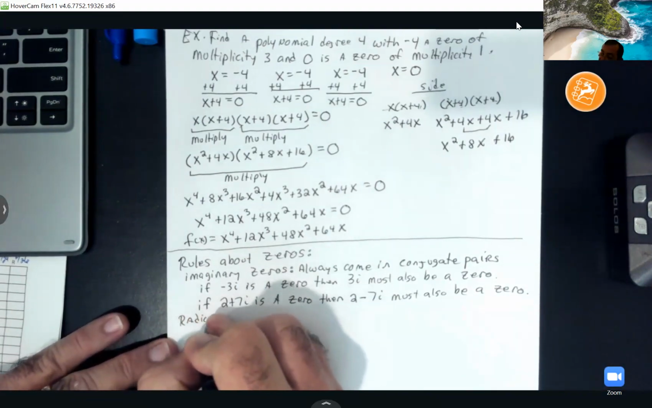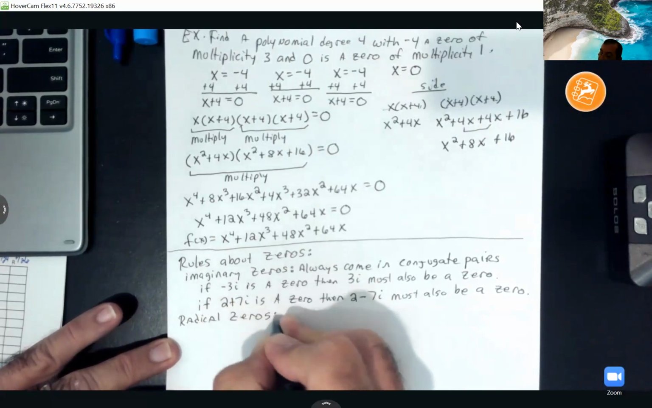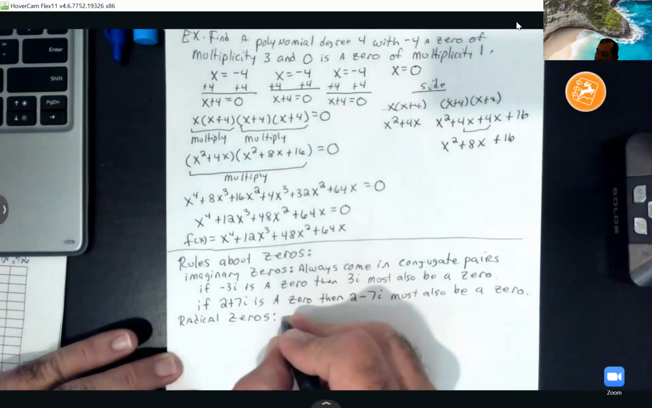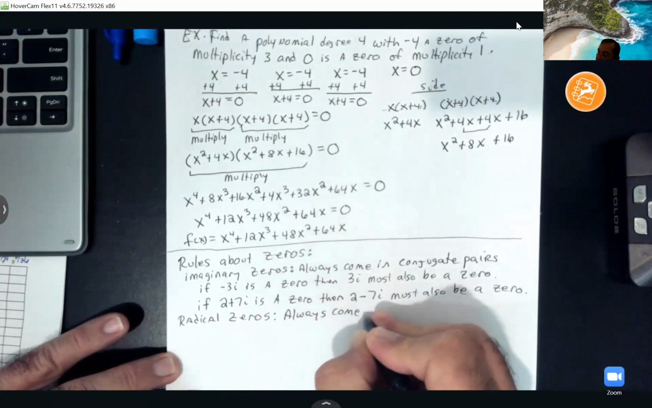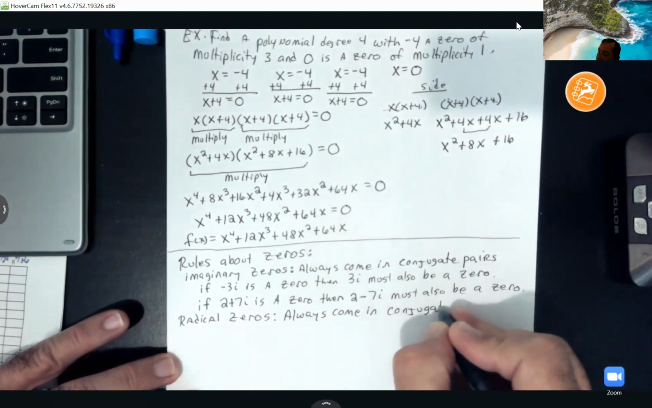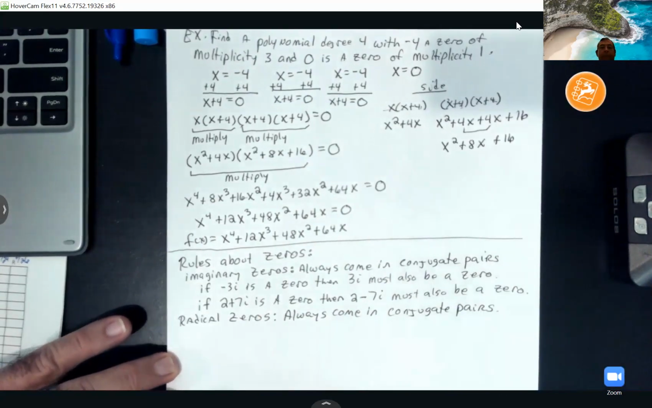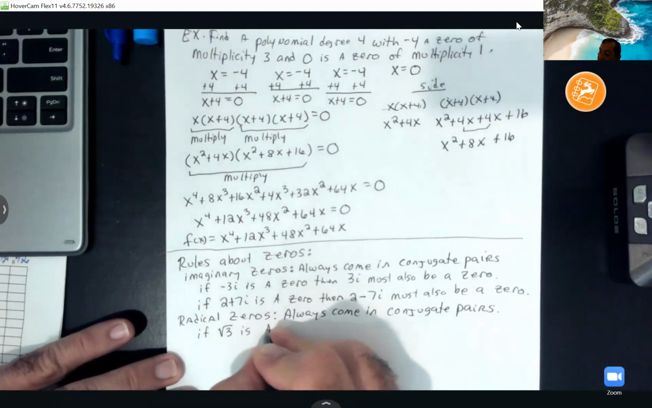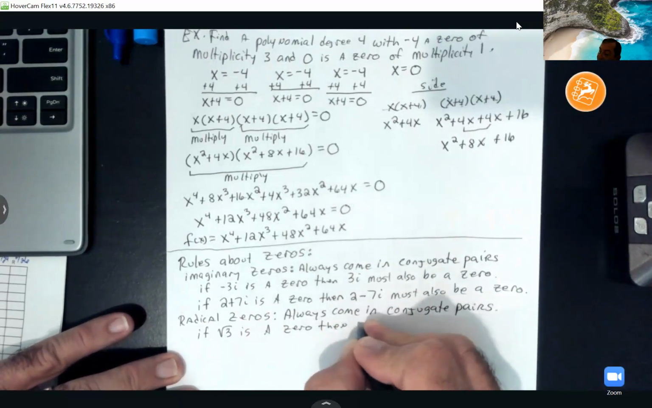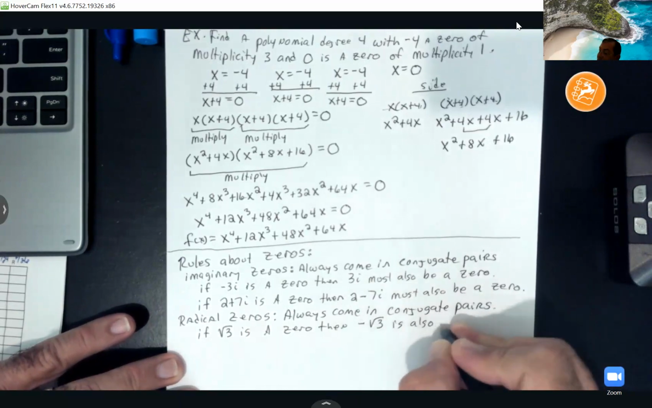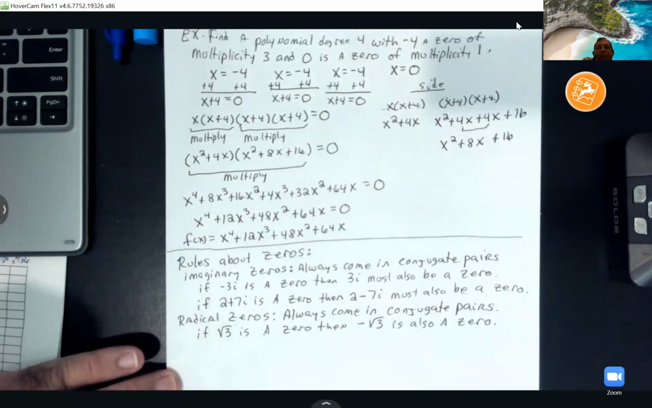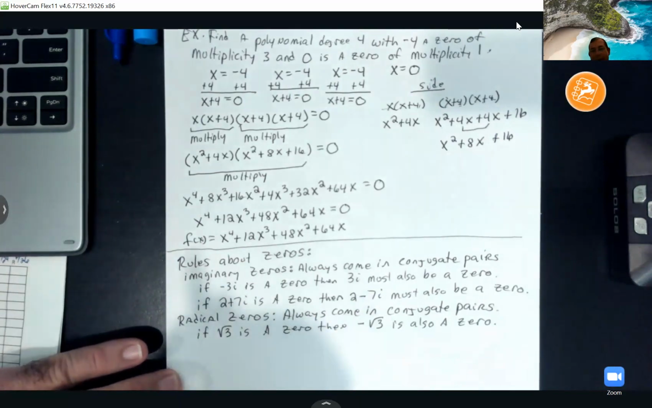And then how about those radical zeros? Like my square root of 5s and all that fun stuff. Well, y'all, guess what? They always come in conjugate pairs. Okay, so that means if square root of 3 is a zero, then a negative square root of 3 is also a zero. So that's like on that second one and third one that I foiled out. That's why when they gave me, I think what was it, the square root of 7, they gave me the negative square root of 7. And then on the i's, they gave me one positive and one negative, okay?